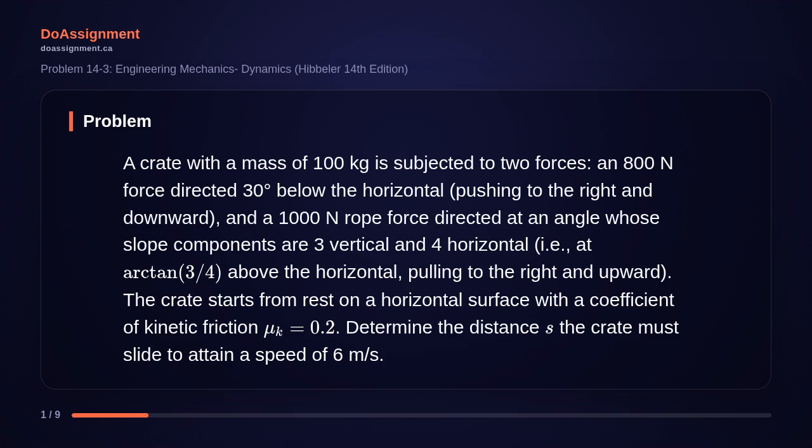The crate starts from rest on a horizontal surface with a coefficient of kinetic friction mu sub k equal to 0.2. Determine the distance s the crate must slide to attain a speed of 6 meters per second. Now let us work through the solution step by step.